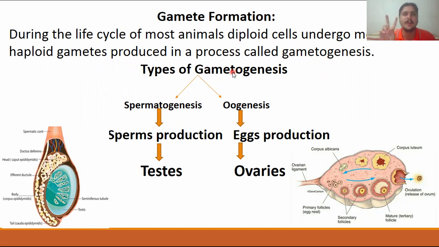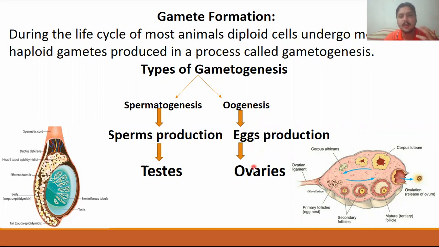There are two types of gametogenesis. The first type is called spermatogenesis. Spermatogenesis means the production of sperms, and these sperms are produced inside the testes. So you can see here, this one is the structure of testes. The second type of gametogenesis is oogenesis. Oogenesis means the production of ova, that means the production of egg.